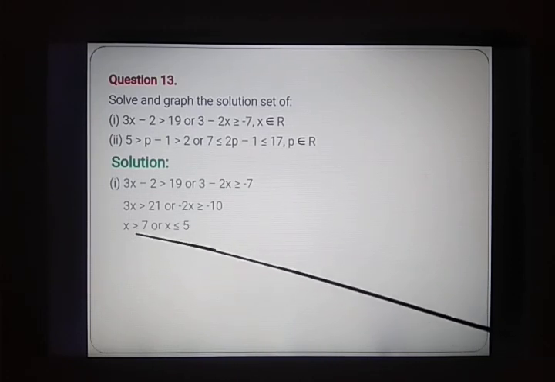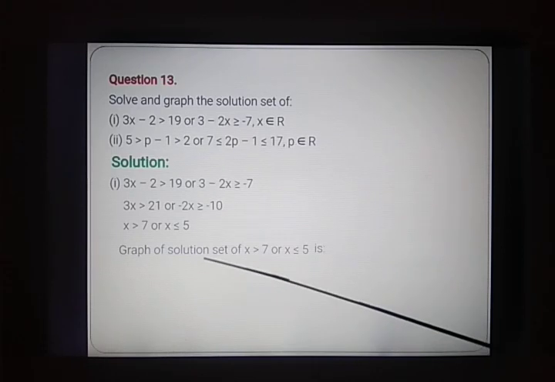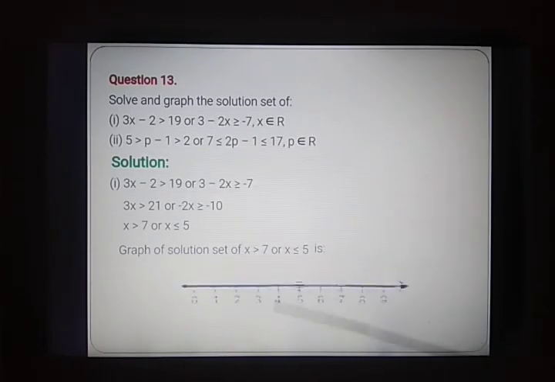Now x is greater than 7. Okay, so the graph for the solution set of this is given by this one. See here, now x is greater than 7, so 7 is here, but we don't have equal to, so that's why there will be a hollow circle here. Okay, and x is greater than 7, so greater than 7 means we will go this way. Okay, now similarly there's an equal to sign in 5, so we'll put a dark circle here, and x is less than or equal to 5, so less than 5 means we'll go this way.